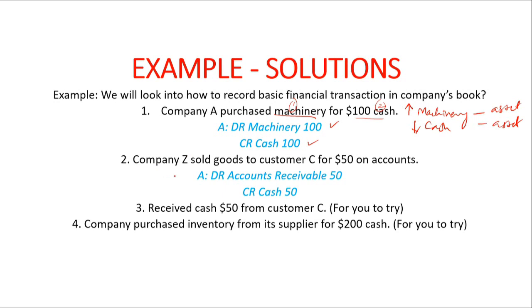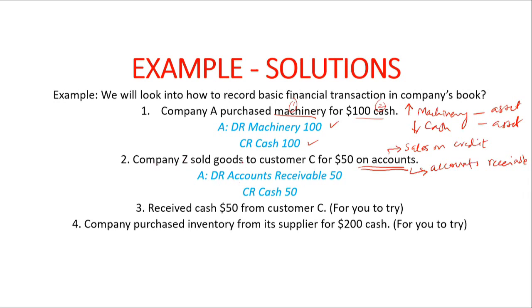Then you have company Z, which has sold goods to customer C for $50 on account. Now this is a very key term here: on account. This basically means that you sell the goods on credit, sales on credit. So this would generate accounts receivable. You can actually watch my video on what accounts receivable are. That will explain accounts receivable to you.